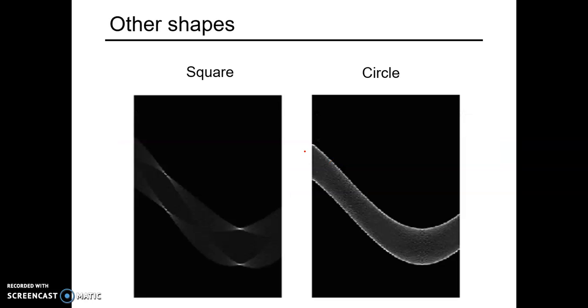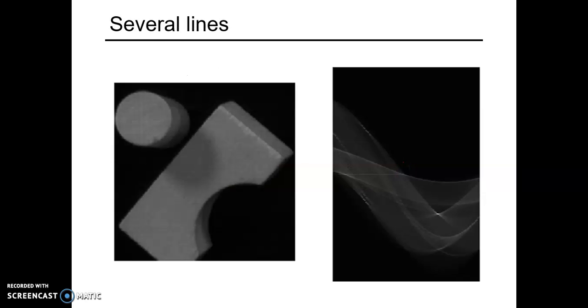Okay, here are other examples. A square has 4 lines, so you will get 4 intersecting points corresponding to them, representing theta and rho. For a circle, there is no line, therefore you do not get any intersecting points. Now for several lines, one line is along this direction, another along this direction, and so on. Corresponding to each line, you will get different intersecting points in the Hough space or parameter space.